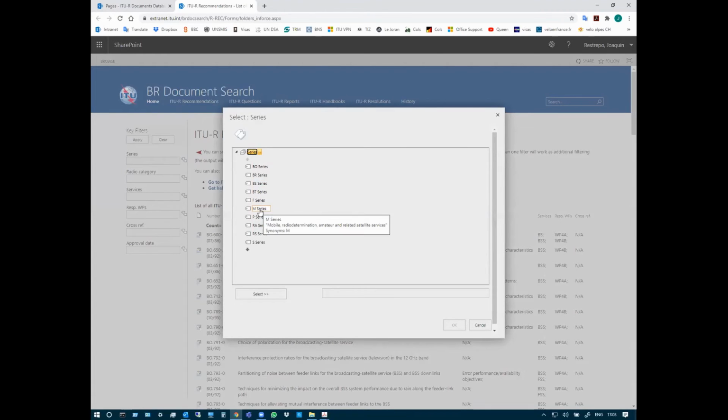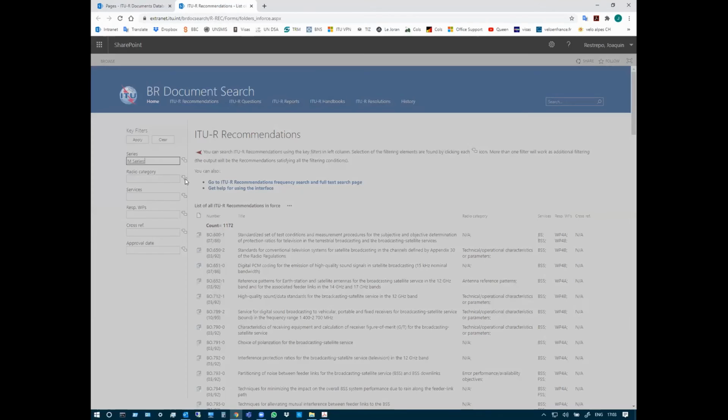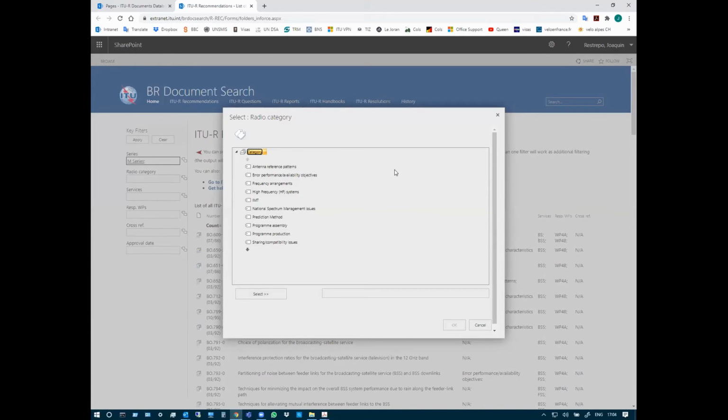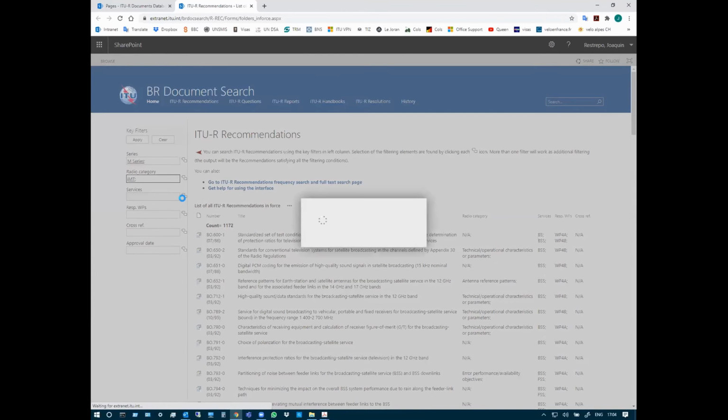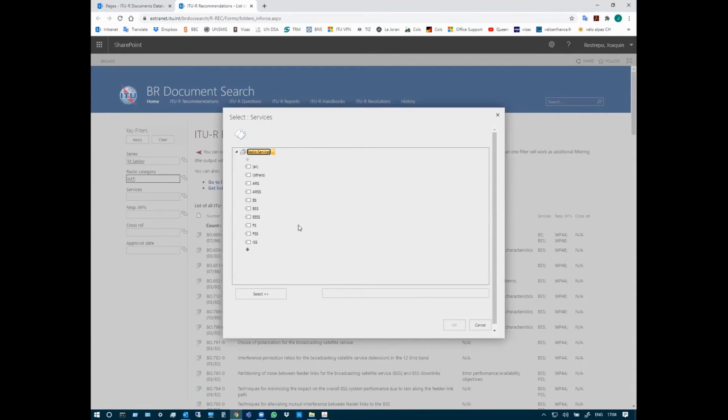Let's say, for example, M. Select, okay. Radio category. Then you could find the different topics: antenna reference pattern, error performance, etc., sharing and compatibility studies, national spectrum management, spectrum monitoring. Then let's click IMT, for example. Services. Well, in this case, it will be a little redundant because IMT is a particular application of mobile services. By default, it's going to find it, but otherwise you could find here the specific name of the service you would like to search.